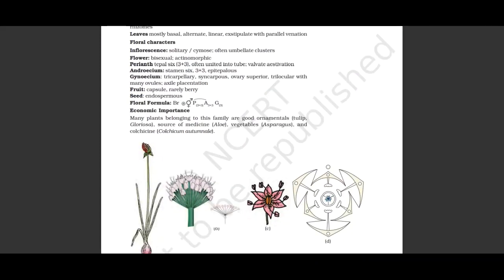Let us see the floral character. Inflorescence is solitary, cymose, often umbellate cluster. Flower is bisexual, actinomorphic. Perianth: tepals 6, 3 plus 3, fused, often united into tube. Valvate aestivation. Androecium.